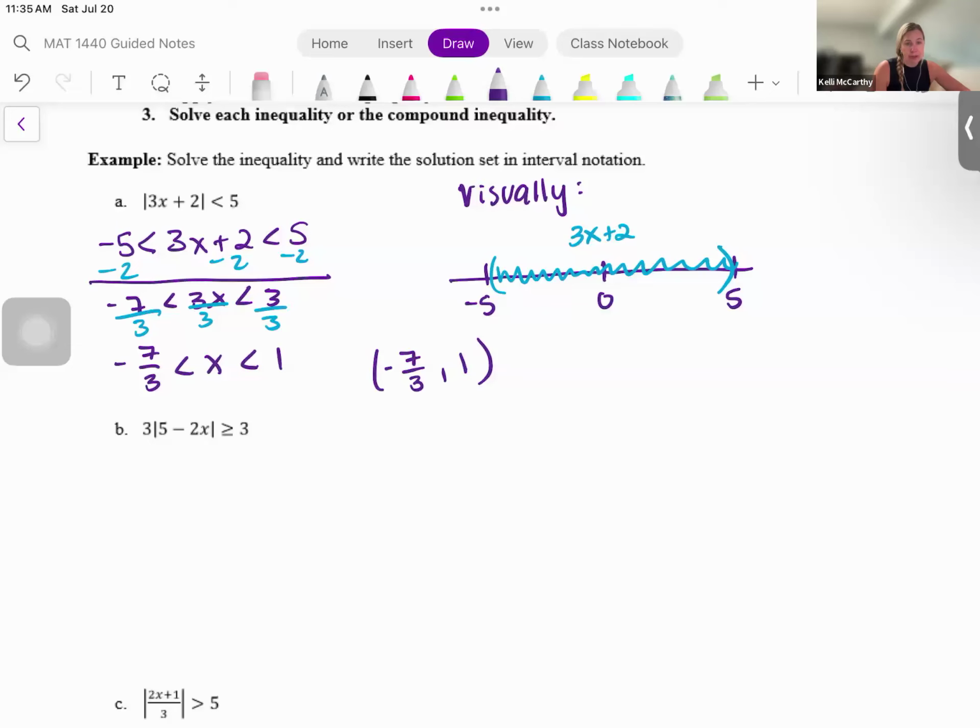Three times the absolute value of 5 minus 2x is greater than or equal to 3. Starting with isolating the absolute value, we're going to divide both sides by 3. So we have the absolute value of 5 minus 2x is greater than or equal to 1. Be mindful whenever we're solving inequalities. Remember that we have that rule that if we divide or multiply by a negative number, we have to flip the direction of that inequality symbol. In this case, we were dividing by positive 3, so nothing changed. But just a quick reminder.